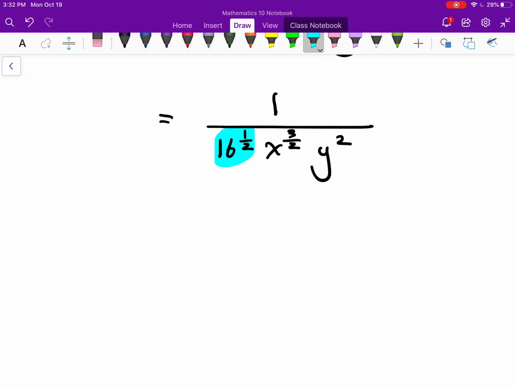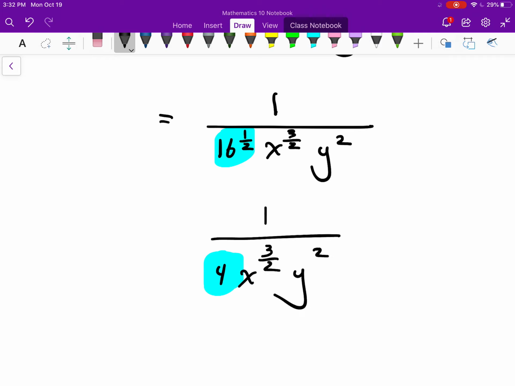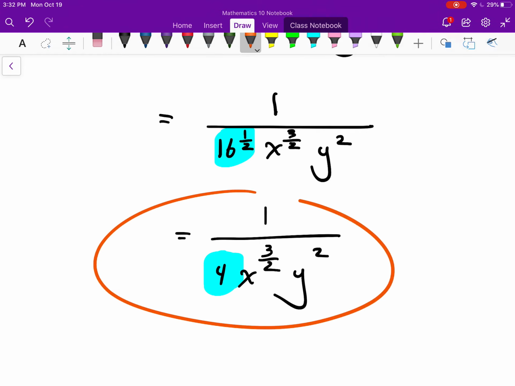X to 3/2 is in lowest terms. It's a positive number. What does 16 to the 1/2 mean? It's not 8, it's 4. And that's because 16 to the 1/2 means the square root of 16, which is 4. So I have 4 times x to the 3/2 times y squared, and all of that is in the denominator. So this is my final answer.